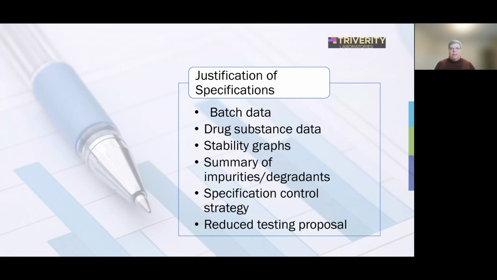And then a summary. This one's really important, is the summary of the impurities and the degradants. You need to list out every possible impurity that could be in your product, and then provide a justification of whether or not that could be in, whether or not you're going to see it. Is it a process impurity? Is it a starting material? What is the structure of it? And then indicating your control strategy for that.